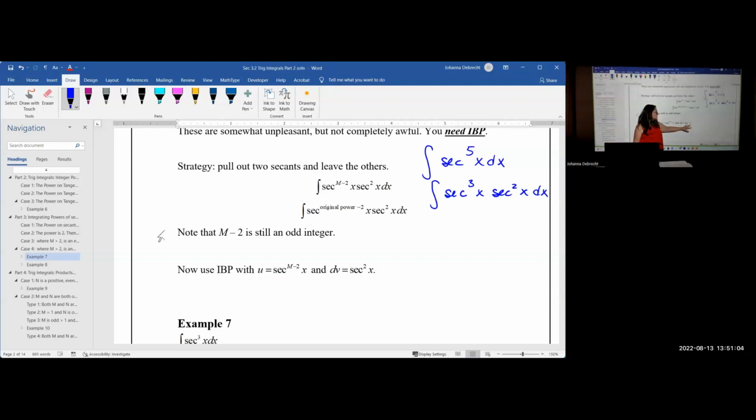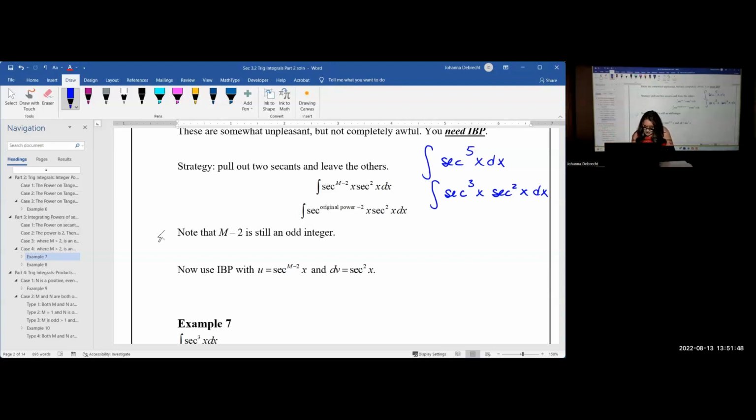What we're going to do is split, and we're going to allow dv to be secant squared of x with the dx differential, and u will be what's left of when I pulled off the 2. So that would be secant cubed of x dx right here. So my u would be secant cubed of x, and I'd take the derivative of it. 3 times secant squared of x times the derivative of secant, which is secant tangent, which would give me a boatload of secants. And then dv would be secant squared of x dx, which I have to integrate. So remember the formula for integration by parts: the integral of u dv is uv minus the integral of v du.